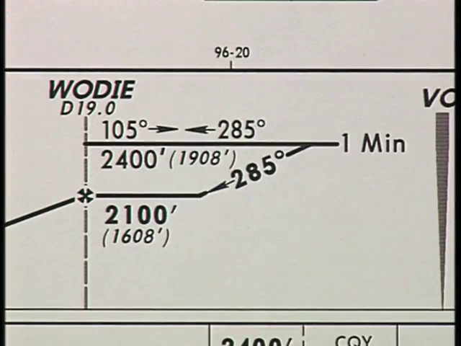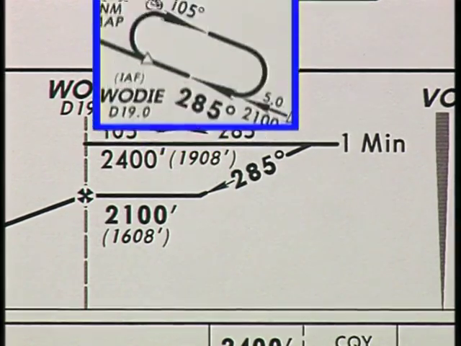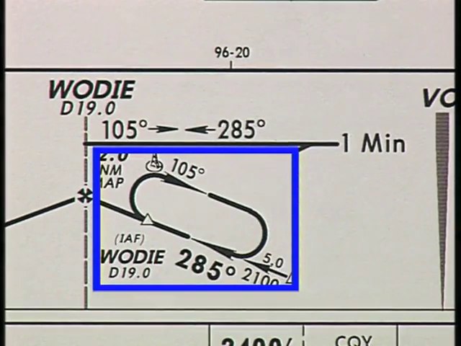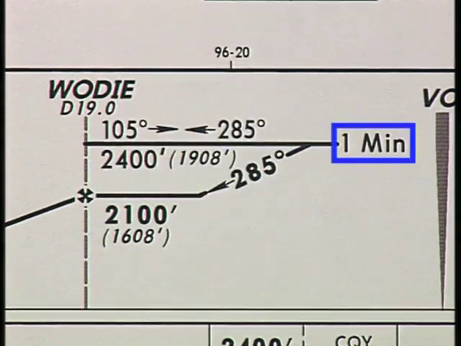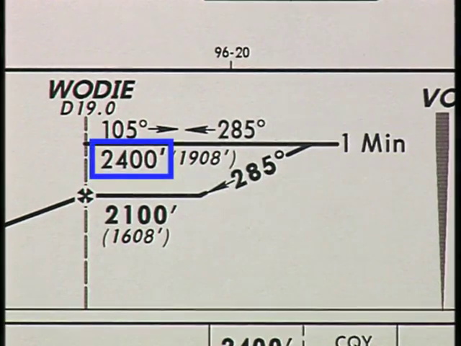On this approach, the two facing arrows indicate you must use a holding pattern as your course reversal. You can find the direction of turns on the plan view. 1-minute legs are specified for this holding pattern, and both legs are flown at 2,400 feet.